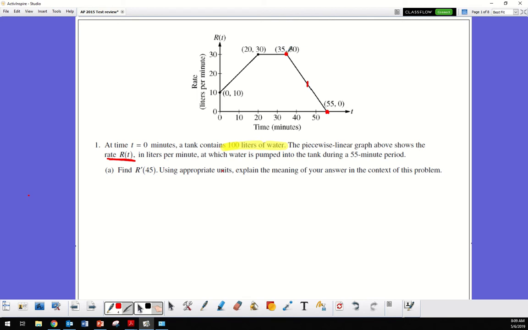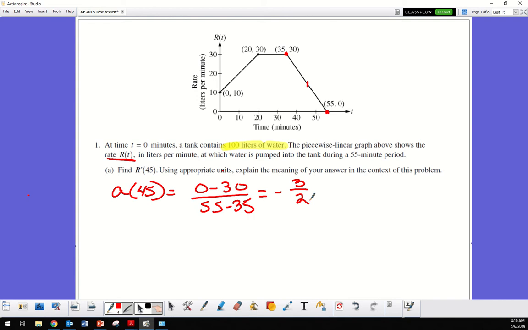So my R prime of 45 would be 0 minus 30 over 55 minus 35, which gives me negative 3 over 2, right? Negative 3 over 2. This is the calculator part too, so you can try and make sure you actually have that. Okay, so now using appropriate units.